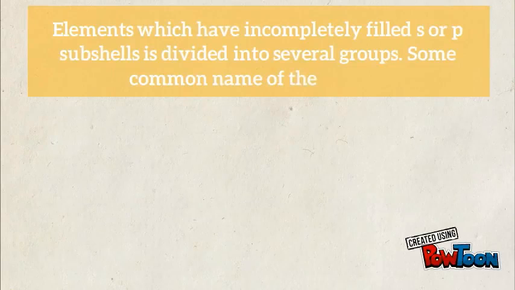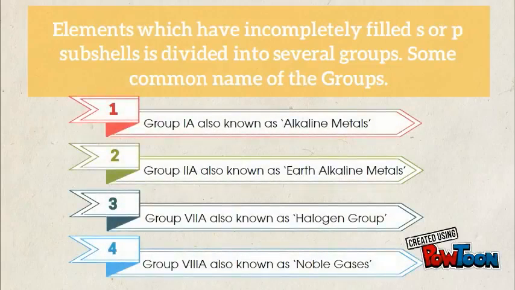Some common names of the groups: Group I, also known as alkali metals. Group II, also known as alkaline earth metals. Group VII, also known as the halogen group. Group VIII, also known as noble gases.